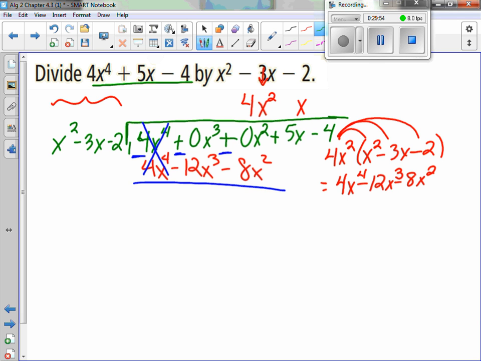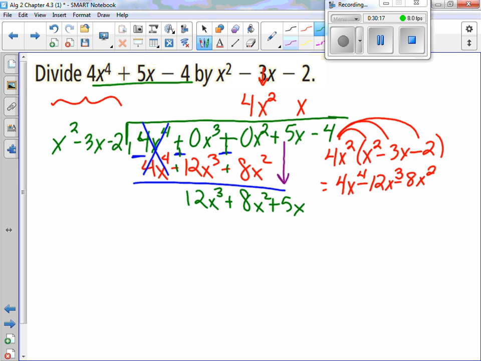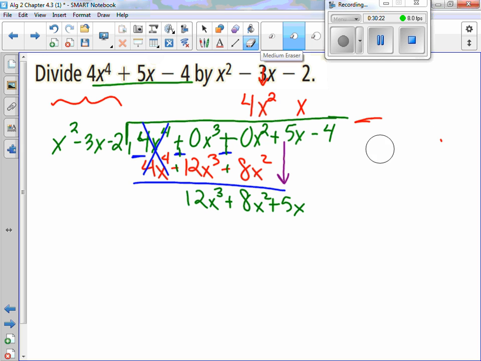Well, negative and negative make a positive, yes? So 0 plus 12x cubed is 12x cubed. Well, again, negative and negative makes it positive, so then we have 8x squared. And then like last time, we bring down the plus 5x. Any questions over this here? Any questions on anything we've done so far? Okay. Now we're going to go back to the same question.